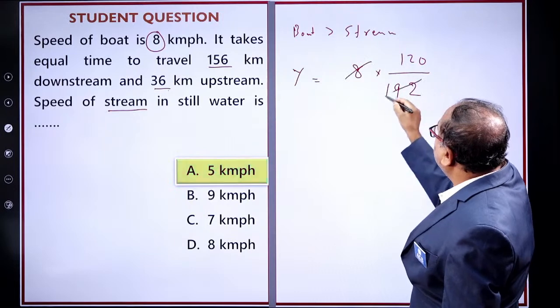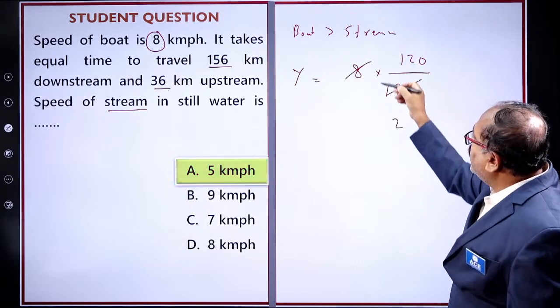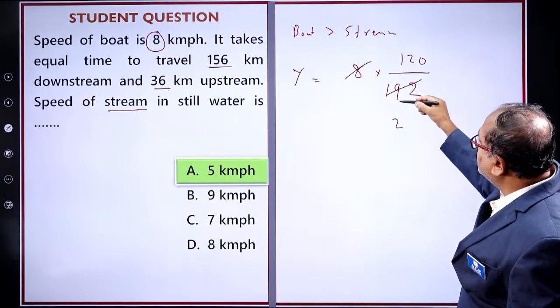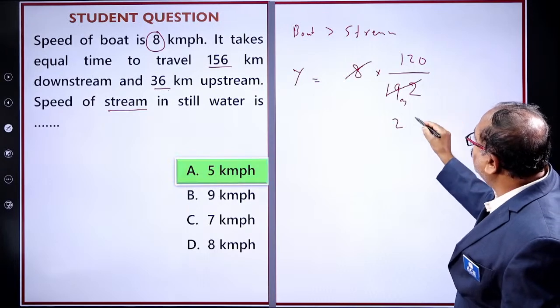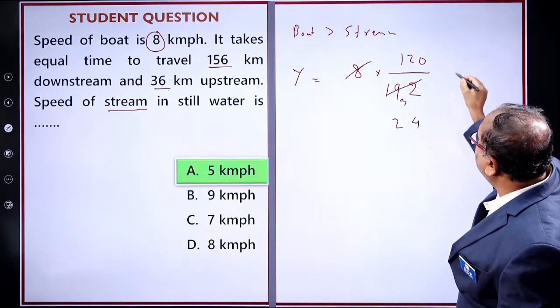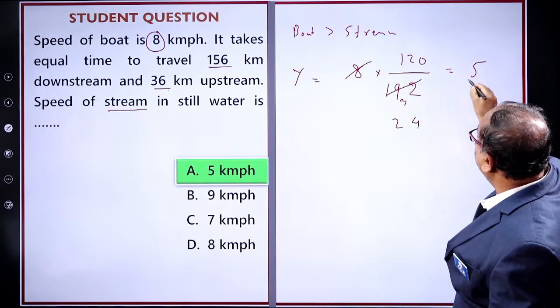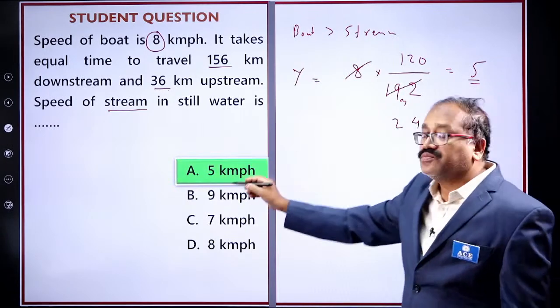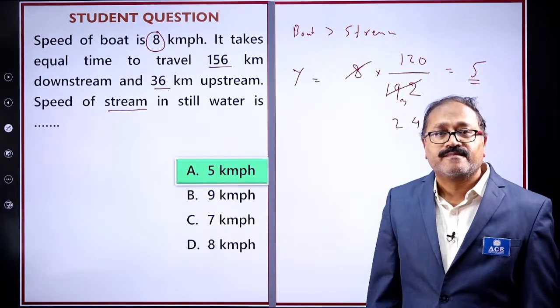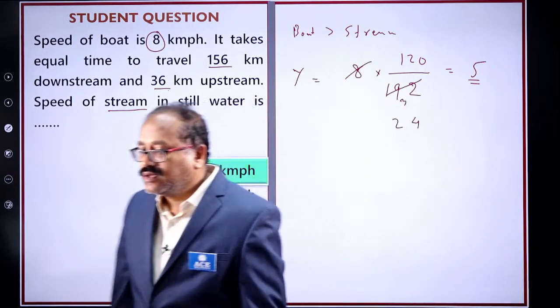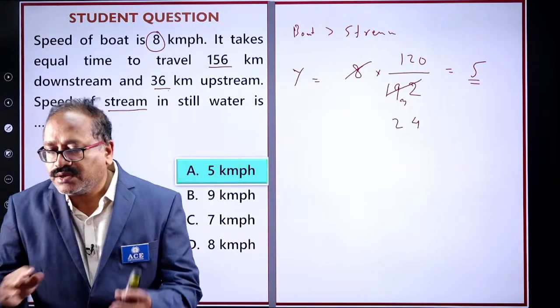I think the option placed is wrong. Look at this one. 8 2s are 16, and then I get 32, so 8 4s. So 120 when divided by 24, it is 5, Mr. Sumit, and that is option choice A. Option choice A. Yeah, that's right.